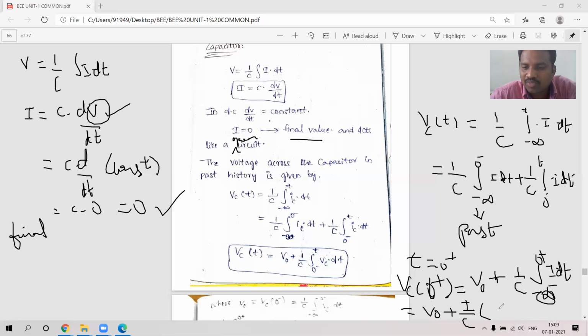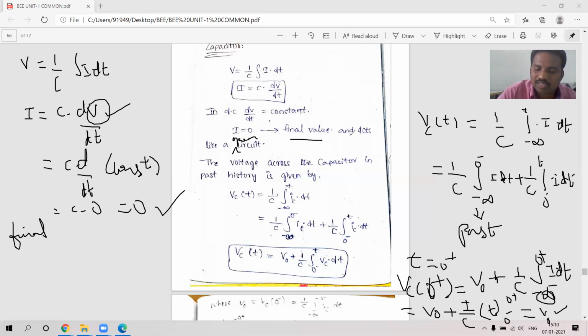1 dt is t. For the t integral, if I apply the limits, 0 minus to 0 plus, upper limit 0 minus lower limit 0 is 0. So this total term will become 0. Only we will have V naught. The voltage is V naught only. This is the term we are actually getting. Vc of t is 0 plus is V naught. That means past value only, no? Vc of 0 plus is depending upon past history.